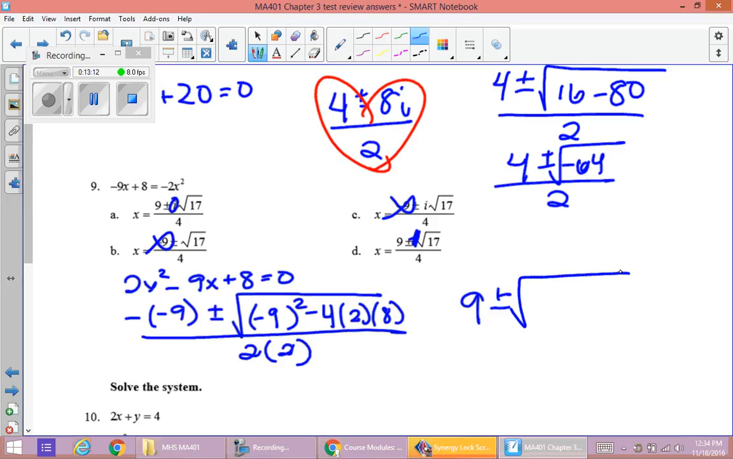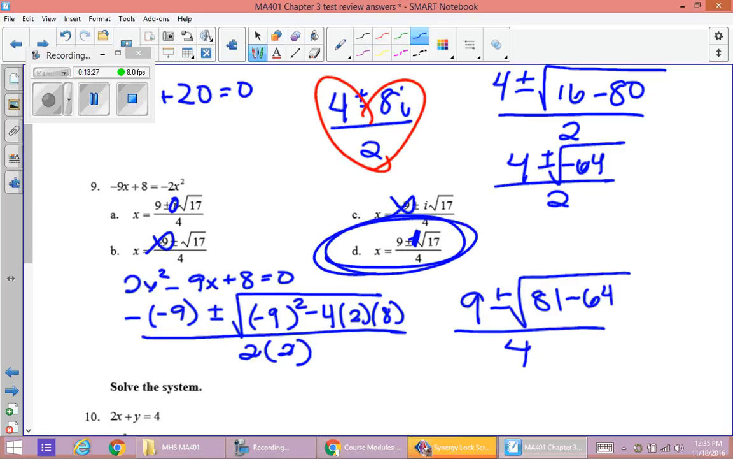These multiple choice tests make it so easy to be successful as long as you kind of know what you're doing. You don't have to be the master. Because 81 is bigger than 64, which means this is going to be positive, which means there's no i. And 81 minus 64 is 17, so we're good.